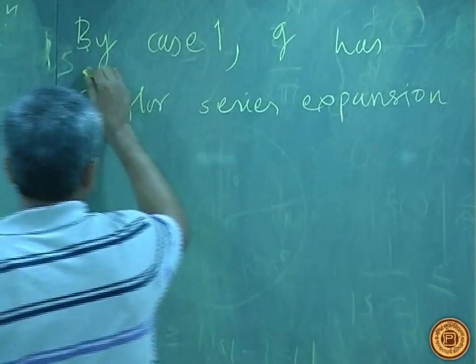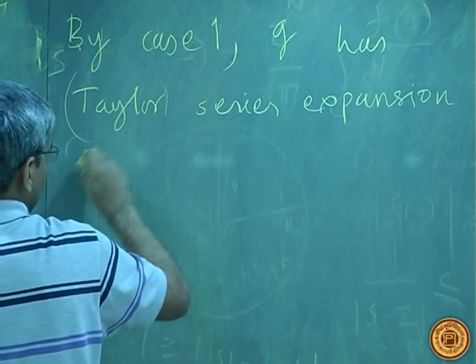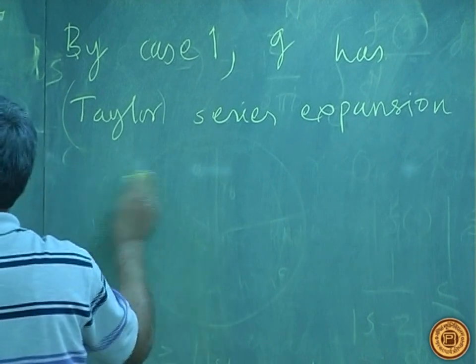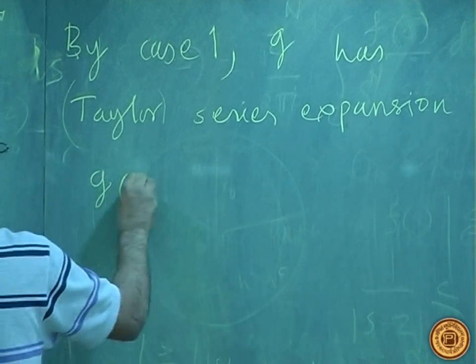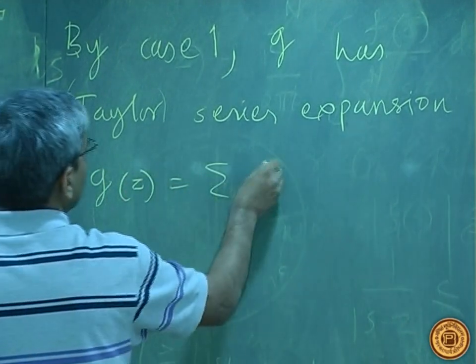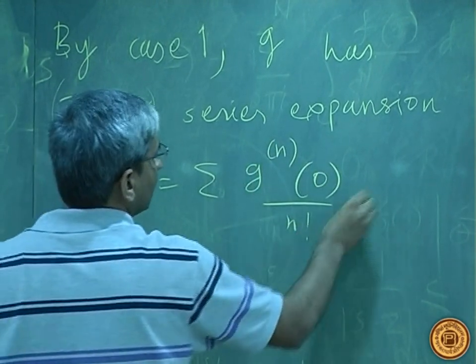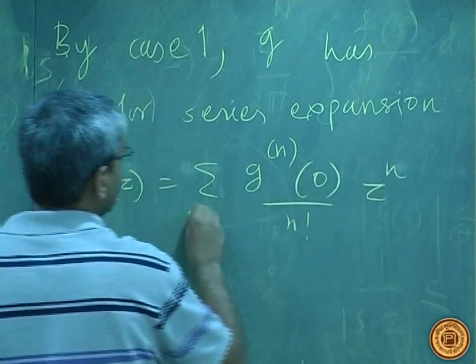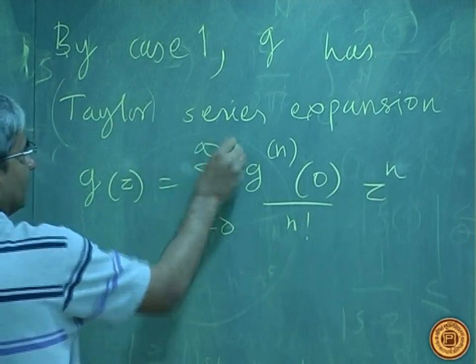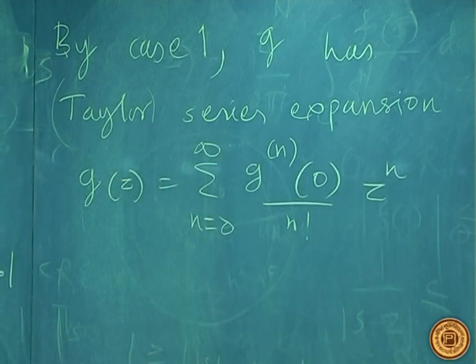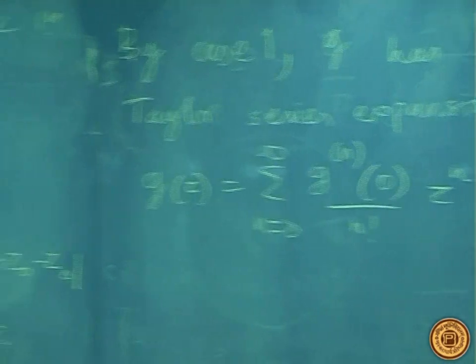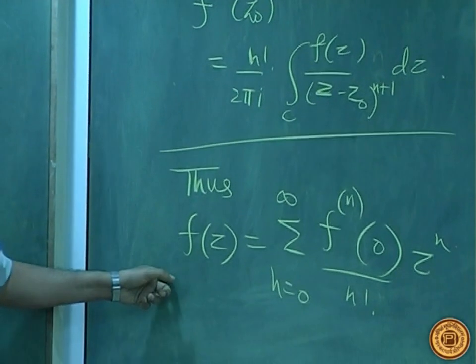You may write Maclaurin's, alright, but then because g is around origin, that will be what? g(z) equals summation of the nth derivative of g at 0 upon factorial n, z to the power n, because this is around 0. Just like f, here we have applied it to g because g is analytic in the neighborhood of 0.